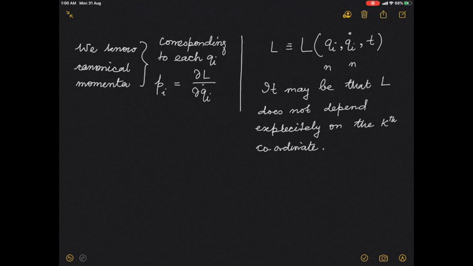This may even happen when the number of degrees of freedom is such that you are working with generalized coordinates also. So we'll come to examples of that. So what happens if this is so? The mathematical statement for that is ∂L/∂qk equals 0.